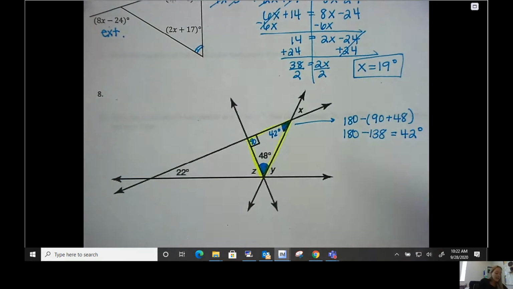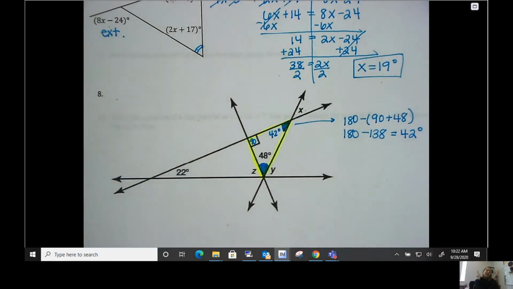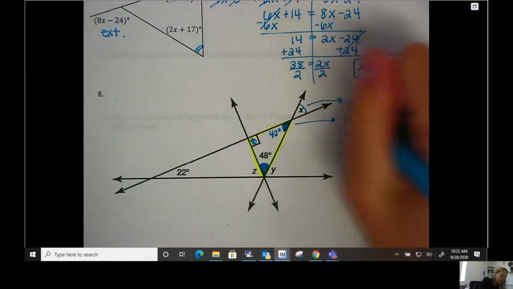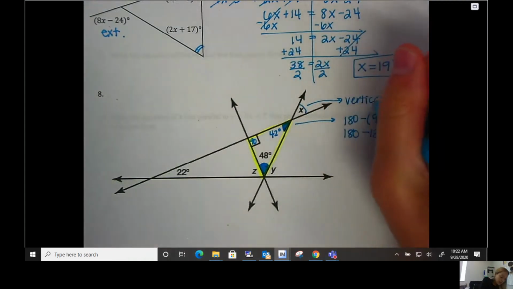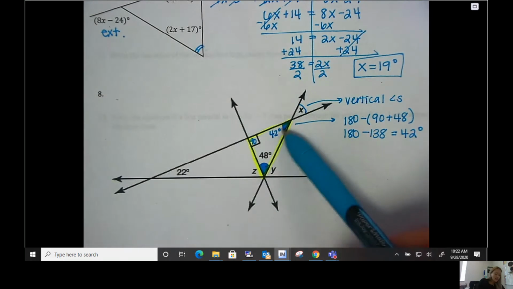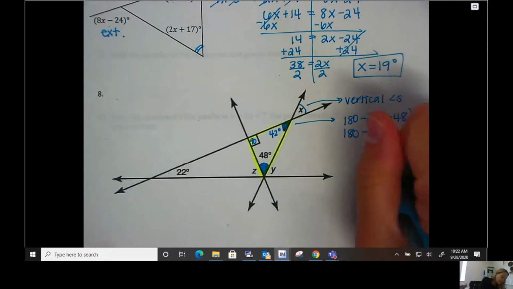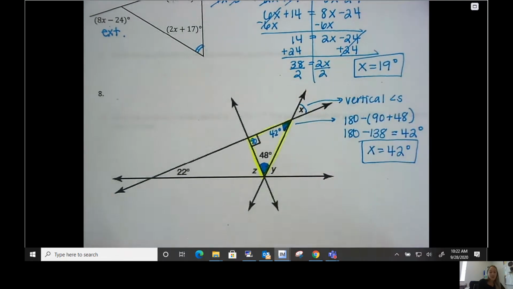Now, I see that this angle and x make an X, and they're right across from each other. That means they are vertical angles. I know vertical angles are congruent. So if this is 42 degrees, that means this is 42 degrees. So I figured out my first variable. x is 42 degrees.